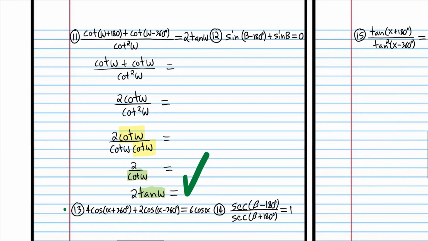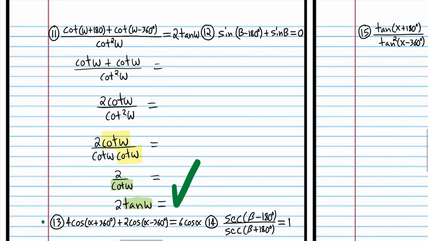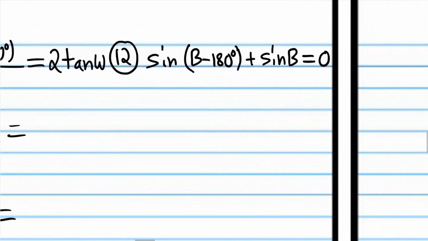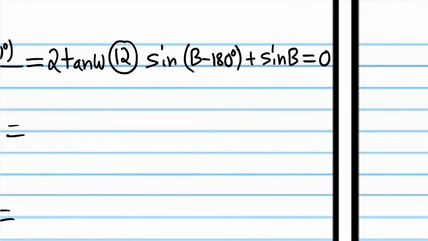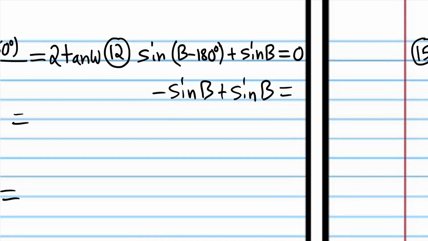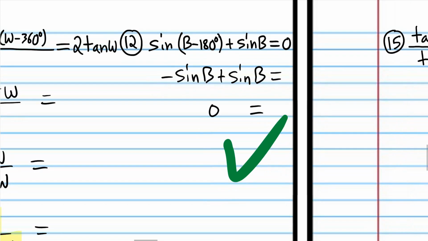So there you go. All right, let's try one more of these. So sine is going to change to a negative sine b if you're looking at your identities. And if you add those up, you get 0. So that was a pretty easy one.